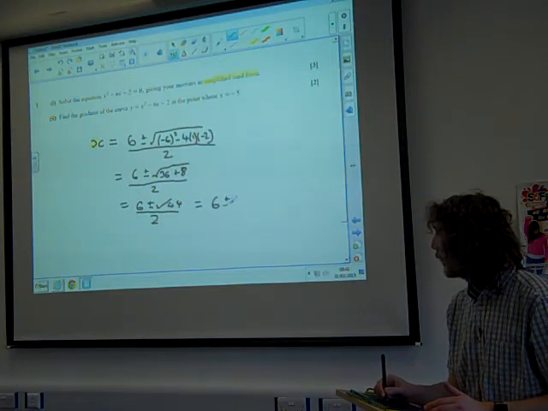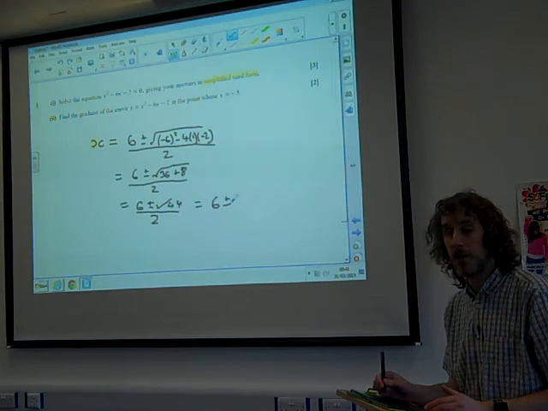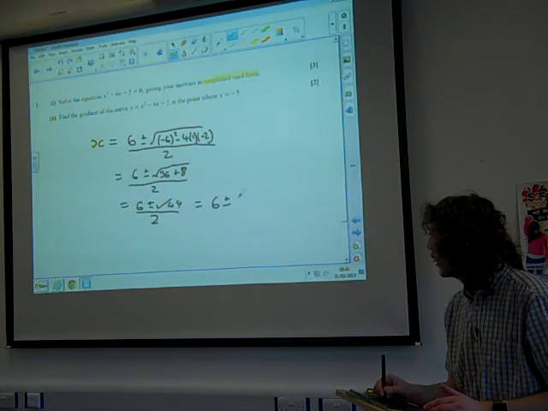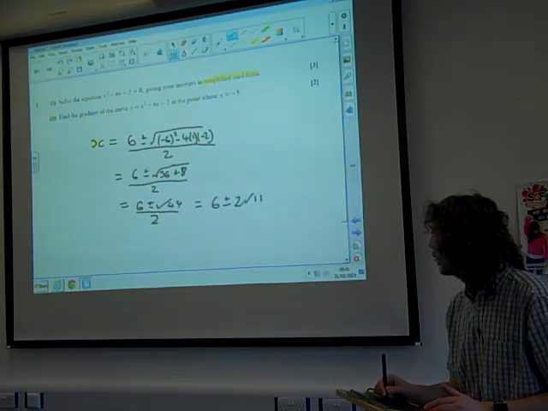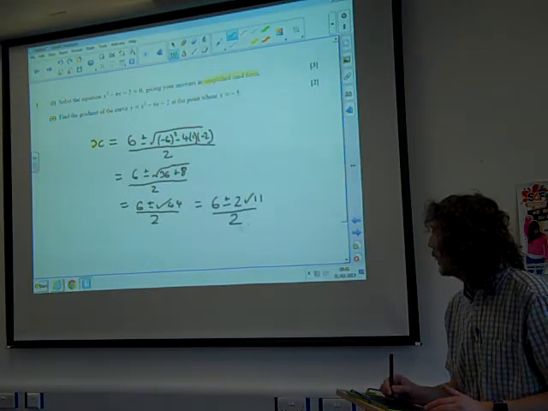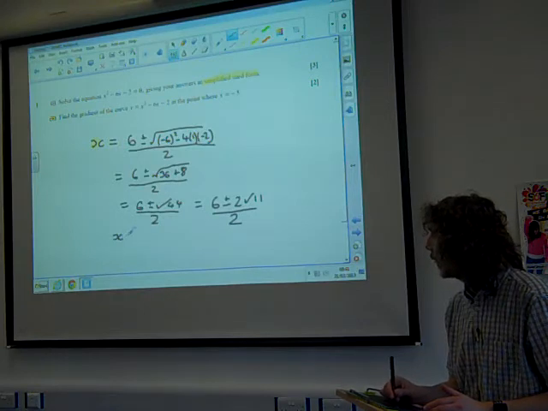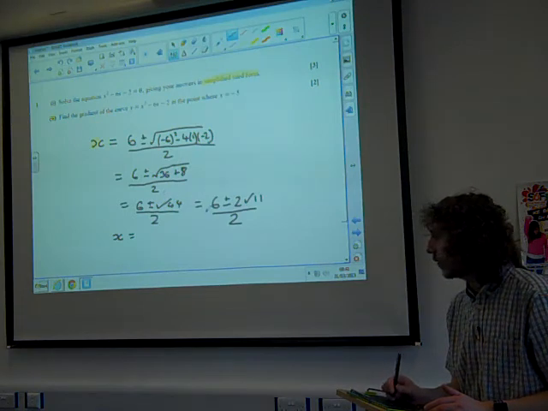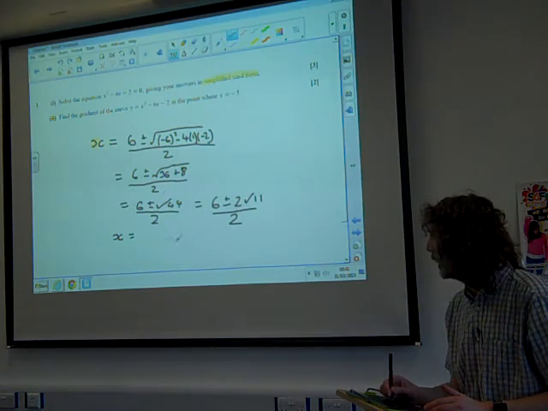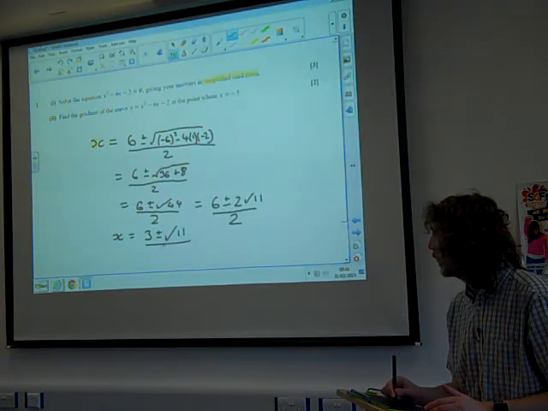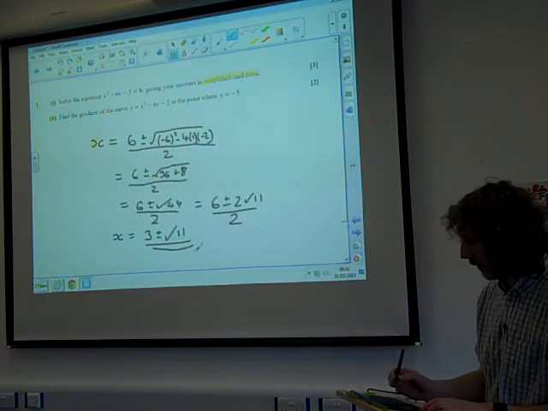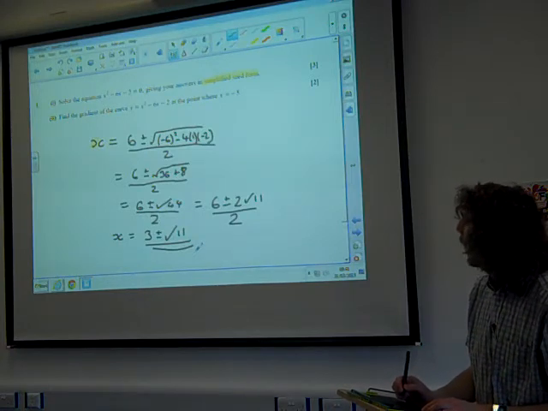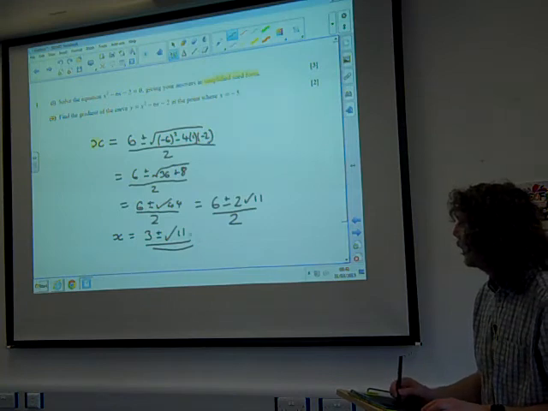Root 44, we talked about surds a few minutes ago, is, well, 4 goes into that 11 times. So that's 2 root 11 over 2. And now we can divide the whole thing by our 2. The 6 divided by the 2 is 3. The 2 root 11 divided by the 2 is root 11. So we end up with 3 plus or minus root 11 as our answer. Very badly underlined. And that's it. Our answer's in simplified surd form.